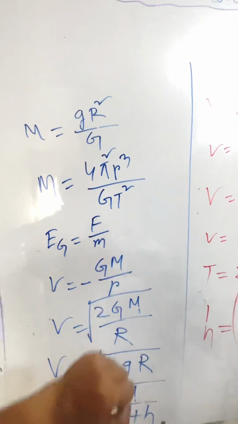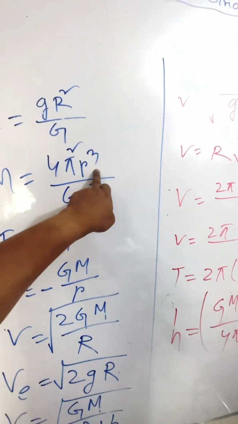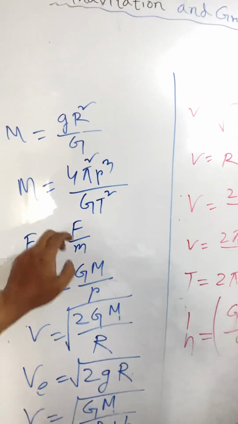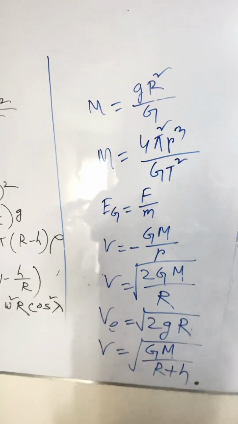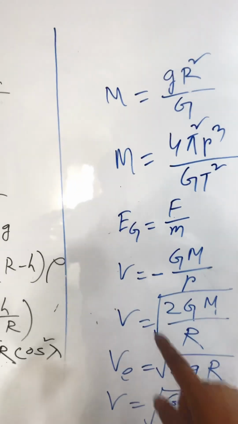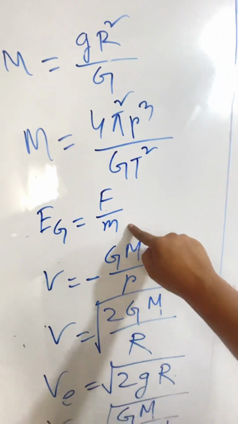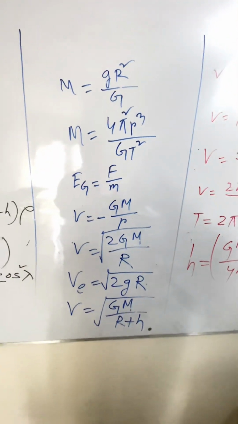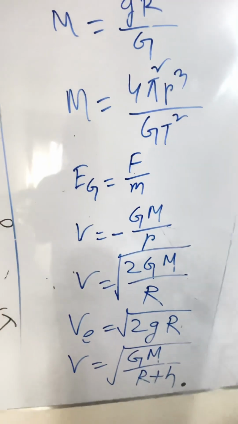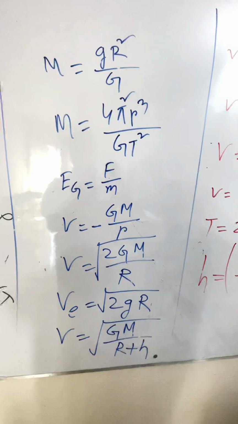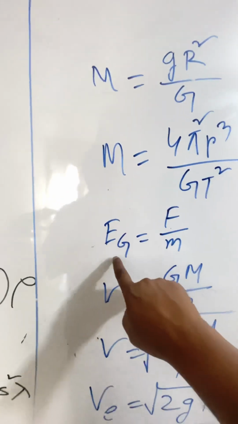T is the periodic time. R is the distance between the earth and another object. Okay, and 4 pi square. And another formula: E equals capital F over m. Small m is the mass of another object. Okay, and F is the attraction force between earth and another object. E is the intensity.